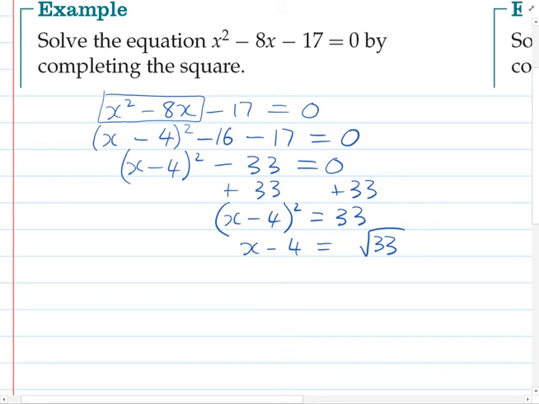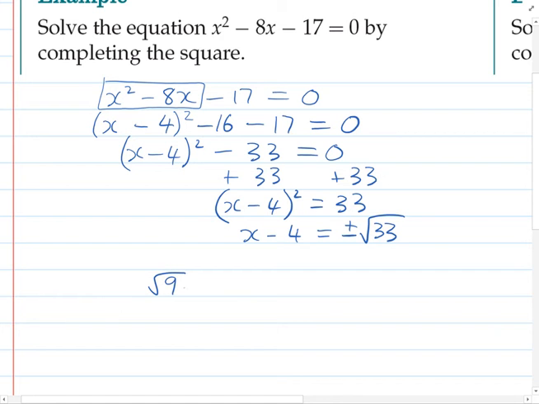One thing we have to remember about square roots is they can be positive and negative, and that's what that symbol there means. For instance, if you're looking at the square root of 9, that could be 3, because 3 times 3 equals 9. But the square root of 9 could also be negative 3, because negative 3 times negative 3 is also positive 9. That's why we have that plus and minus there. We haven't got x by itself yet, so we still need to add 4 to both sides. And so x equals 4 plus or minus the square root of 33.